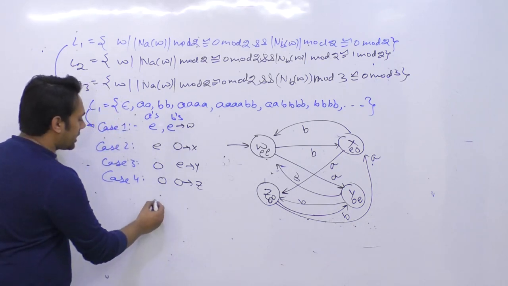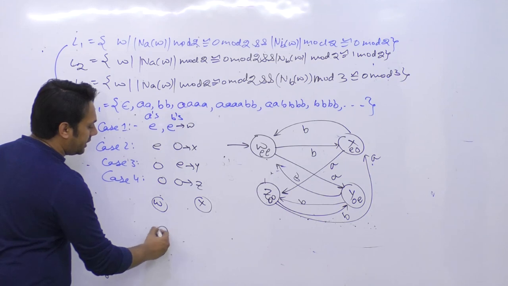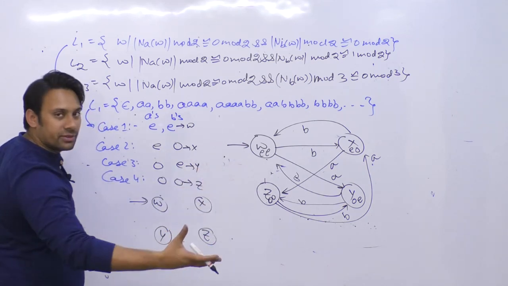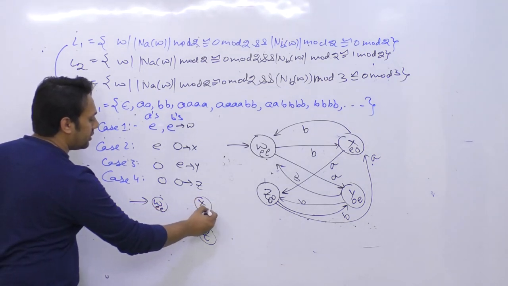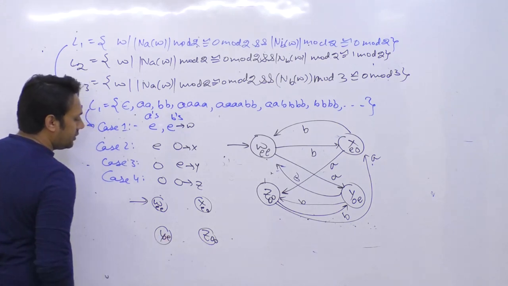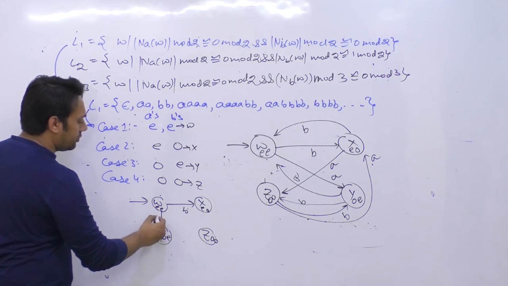What I can do is I can take W here, I can take X here, Y here, and Z here. Okay, so I can formulate this same diagram in a different manner. How can you do it? W is even-even, X is even-odd, Z is odd-odd, and Y is odd-even. So that means here if I'm giving a B, I'll go to X. If I'm giving an A, I'll go to Y.